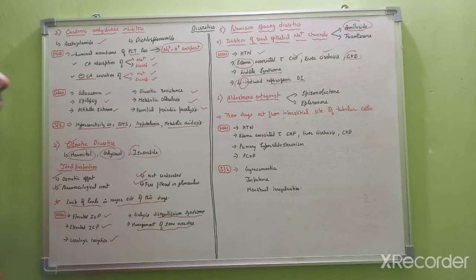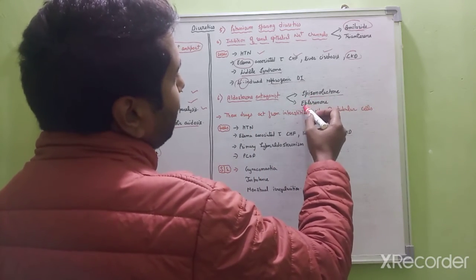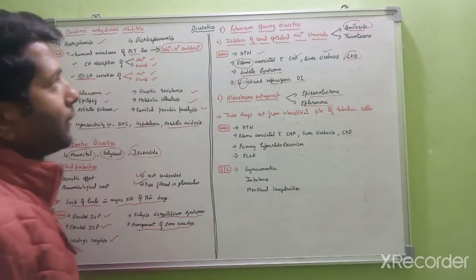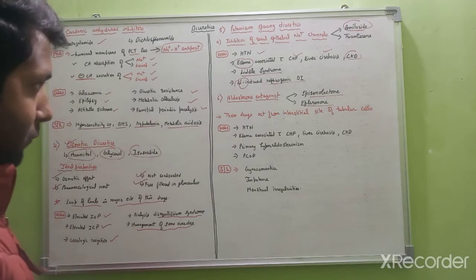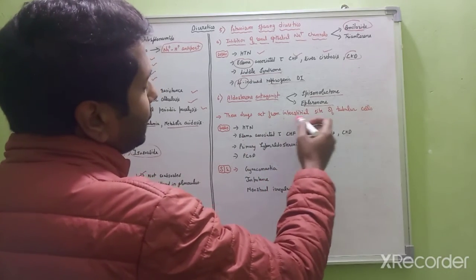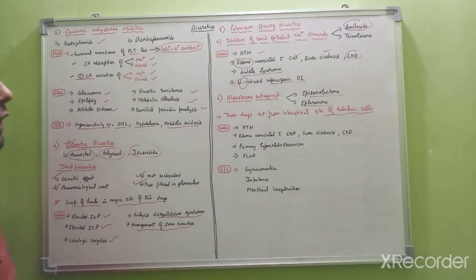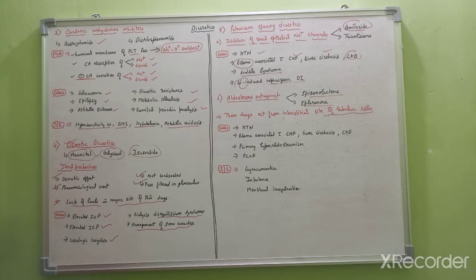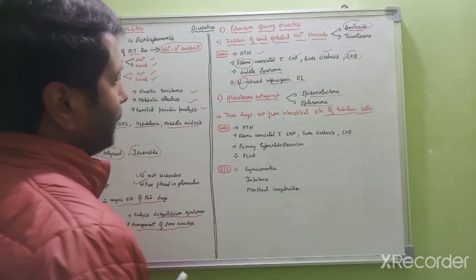So next is aldosterone antagonists. In this, the drugs are spironolactone and eplerenone-like drugs. These drugs are also potassium-sparing drugs. These drugs act from the interstitial side of the tubular cell and inhibit the aldosterone receptors there, so that aldosterone will not do its work.